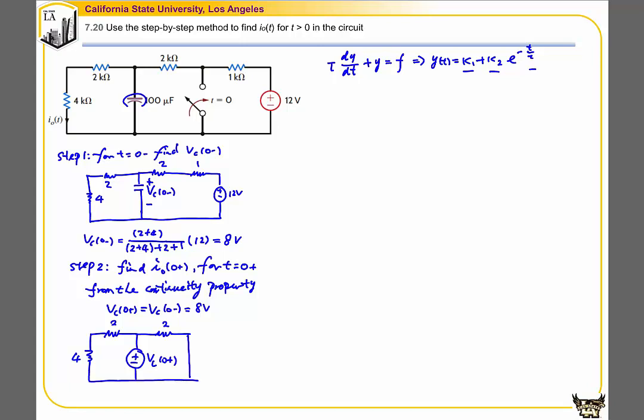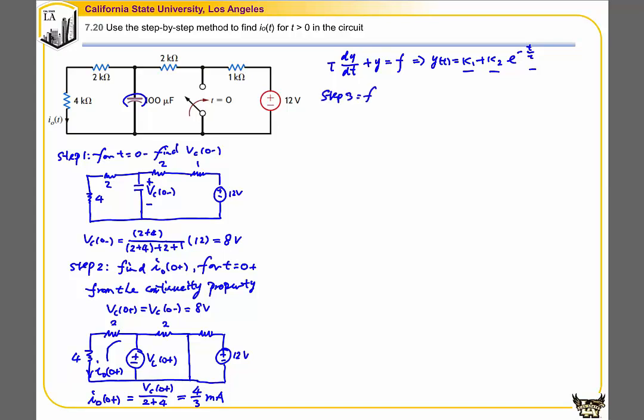This branch is closed, 12 volts here. And this is a current I0(0 plus). And we can find I0(0 plus) by using Ohm's law. We know the voltage applied on this branch is Vc(0 plus). So I0(0 plus) is equal to Vc(0 plus) divided by 2 plus 4, which gives us 4 over 3 milliamp. So we already found the initial condition. We have one equation, that is k1 plus k2. We still need to find the steady state value.